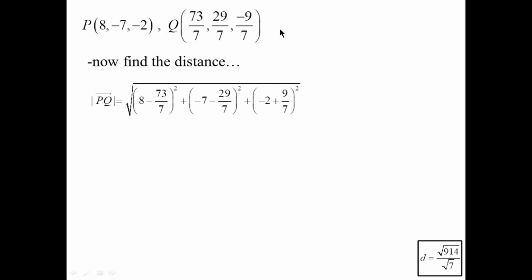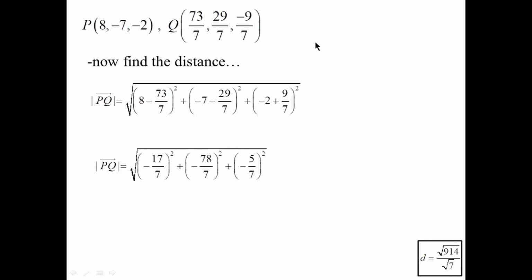To find the distance, by the way, I've carried the answer forward from before still. Now to find this distance, the magnitude of vector QP will be the square root of 73 over 7 minus 8, or we could subtract the other way, 8 minus 73 over 7 squared, plus negative 7 minus 29 over 7 squared, plus negative 2, subtract negative, so that'll be negative 2 plus 9 over 7 squared, and do the math here.